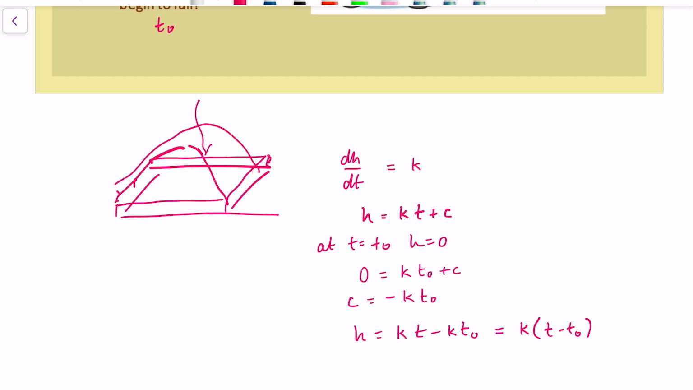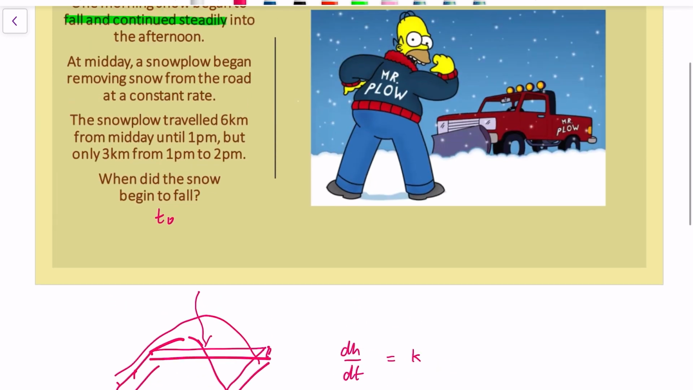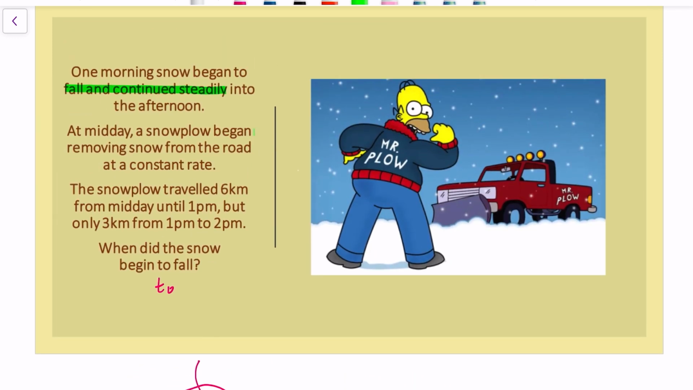But of course, the plow is now coming along. The plow is removing the snow, which is also going to affect the height. So we've got the snowplow driving along the road, and we need to model the distance it travels. It says here, the snowplow began removing snow from the road at a constant rate at midday. The snow started falling before midday, and then it got to a point where they realised they needed to get the snowplow out. There's no point the snowplow driving down the road if there's no snow to move. So at midday, the snowplow began removing snow at a constant rate.